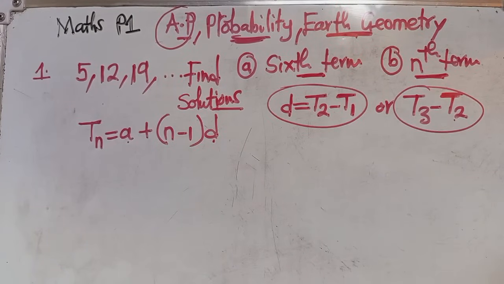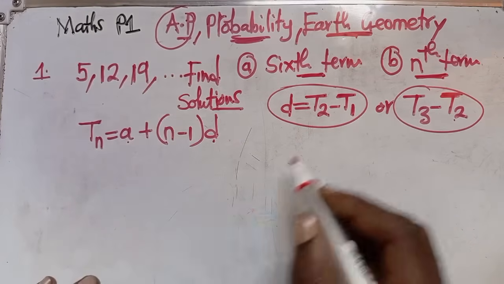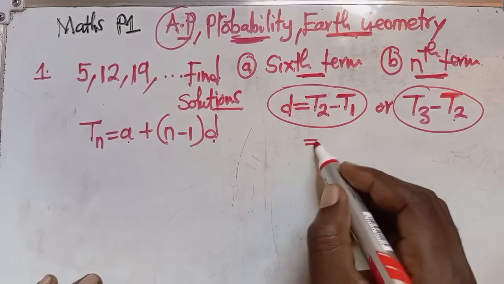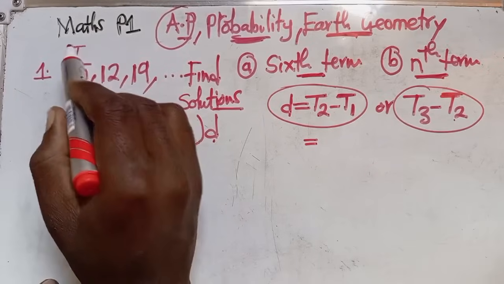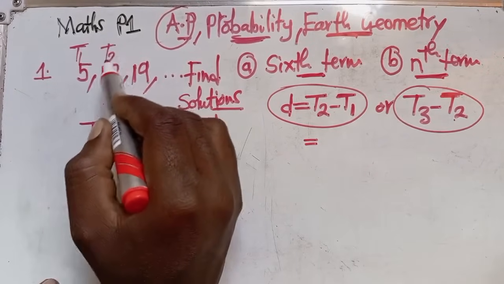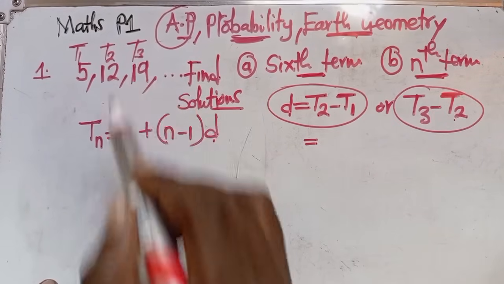Some of you are getting confused because you are thinking as if this is geometric progression. No, this is AP, the one that comes in paper 1, where you don't use a calculator. So what are we going to do here? What is our second term? This is the first term. This one is the second term. This is the third term.